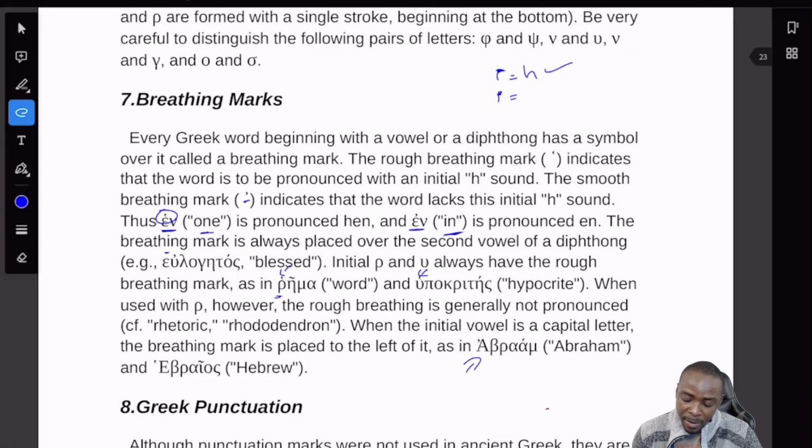And you have Hebraios, since you have an epsilon at the beginning, and then you have a rough breathing mark. In this case, you have Hebraios, and that's the word for Hebrew. So breathing marks, how I look at it is that you have a close quotation mark, and you have open quotation and close quotation.